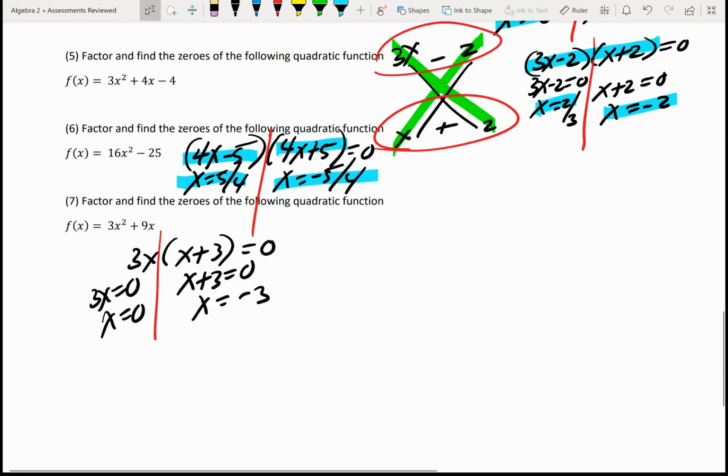And then number 7, so I factored out a 3x from 3x squared plus 9x. Again, check: 3x times x is 3x squared, and 3x times 3 is 9x. I set each factor equal to 0. I get x is equal to 0, and x is equal to -3.